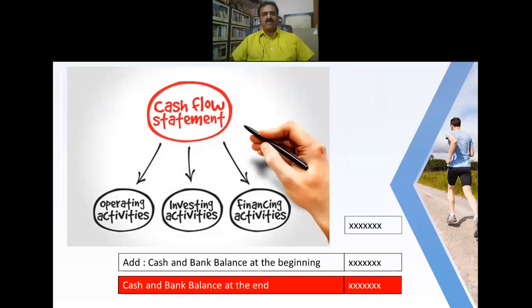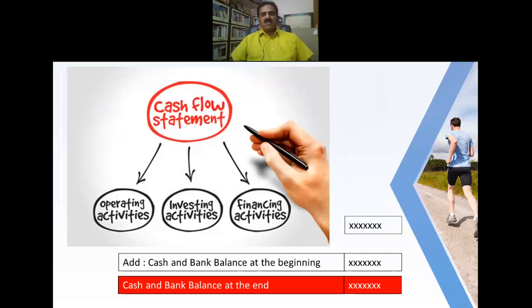So this is how you need to prepare a statement. First, you need to prepare a statement pertaining to the operating activities plus investing activities plus financing activities. The grand total is to be added to the opening balance of the cash and bank. Then that gives the closing balance. Then the same closing balance that appeared in the balance sheet. So the closing balance you arrive at in the cash flow statement has to tally with the closing balance given in the balance sheet. This is exactly the procedure to be followed in case of a cash flow statement.